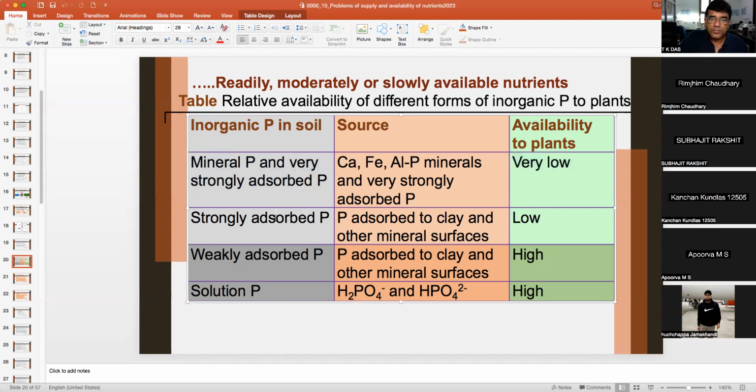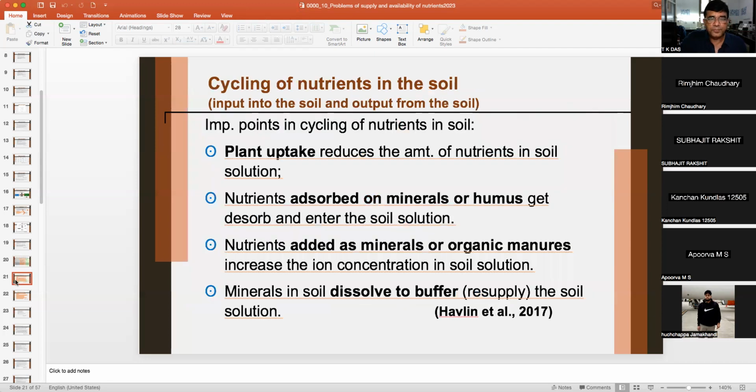Now, strongly adsorbed phosphorus: phosphorus adsorbed to clay and other mineral surfaces, availability is low. Weakly adsorbed phosphorus: phosphorus adsorbed to clay and other mineral surfaces, availability is high. Solution P, here you have two simple forms, H2PO4 and HPO4, availability is high. So for any one nutrient, you will find some forms are readily available, some moderately, and some slowly or very slowly available to the plants.